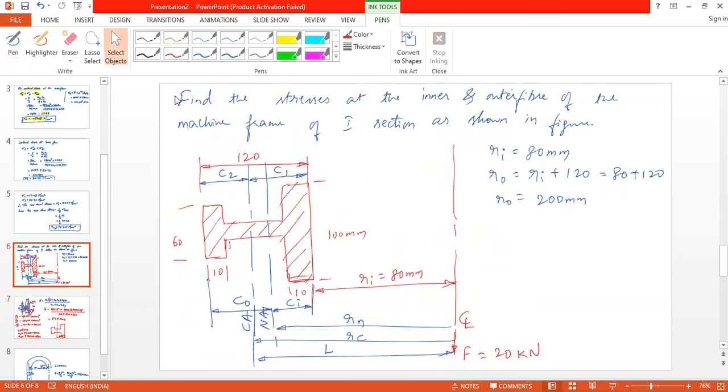So here Rc is Ri plus C1, that is 80 plus 51.53, that is 131.53. So Rc is 131.53. Any doubt? No, sir.